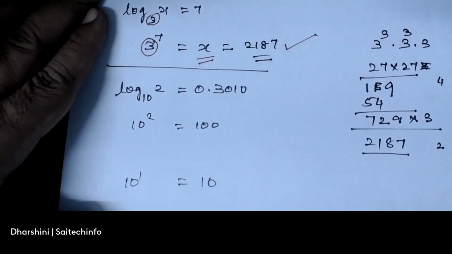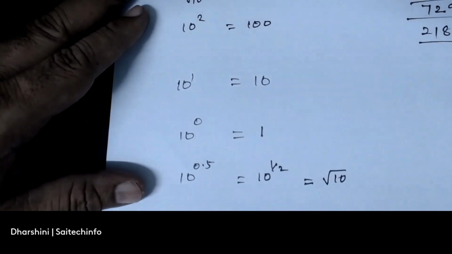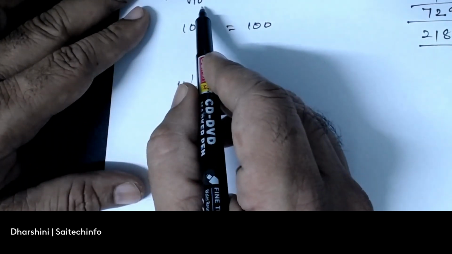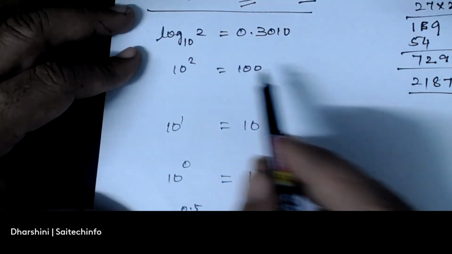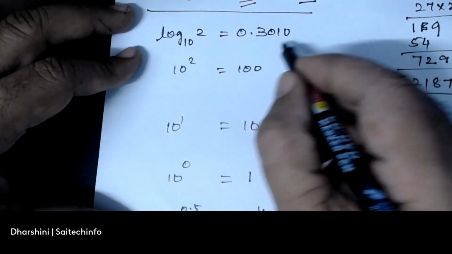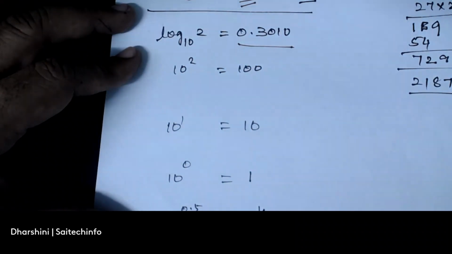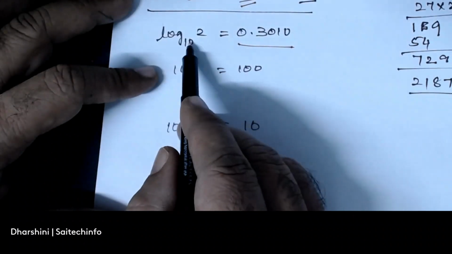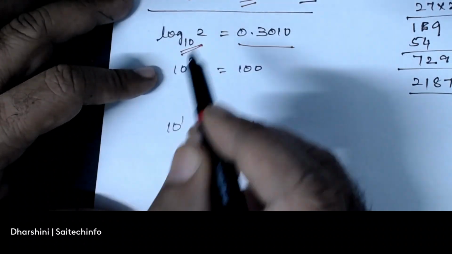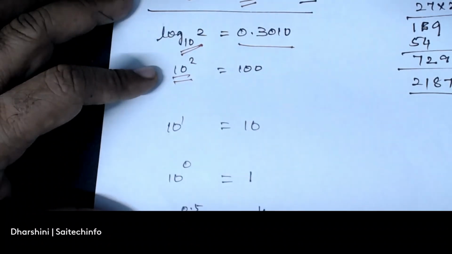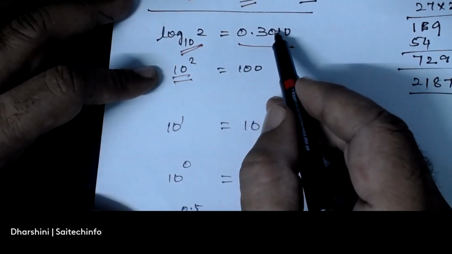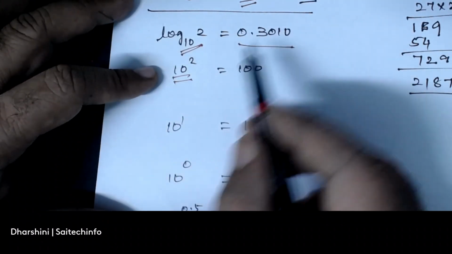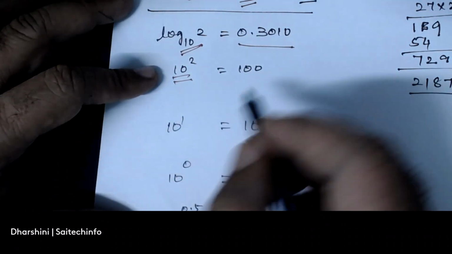Right. Next one. Let us consider log 2 to the base 10. We know the value of log 2 to the base 10 is 0.3010. So log 2 to the base 10 means, let us have this base, and this is the base in exponent form, and 0.3010. Are you able to follow? 0.3010 should be taken here.